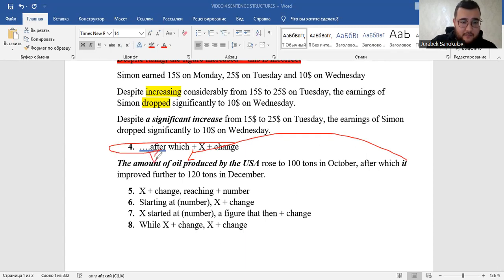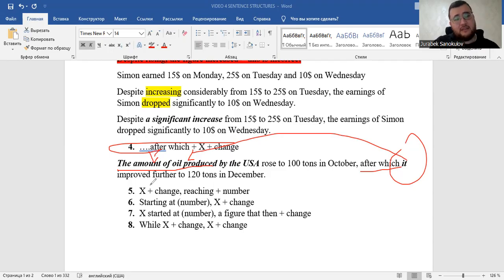Basically this, the amount of. So that's a good way to describe changes, because you shouldn't always repeat the same vocabulary, same words, like the amount, the figure for the amount, or the number of, the proportion, the percentage. Sometimes you can refer to them using it, or you can say this figure, which is what I did. So remember this: when you use after which, you need to use a full sentence after that.